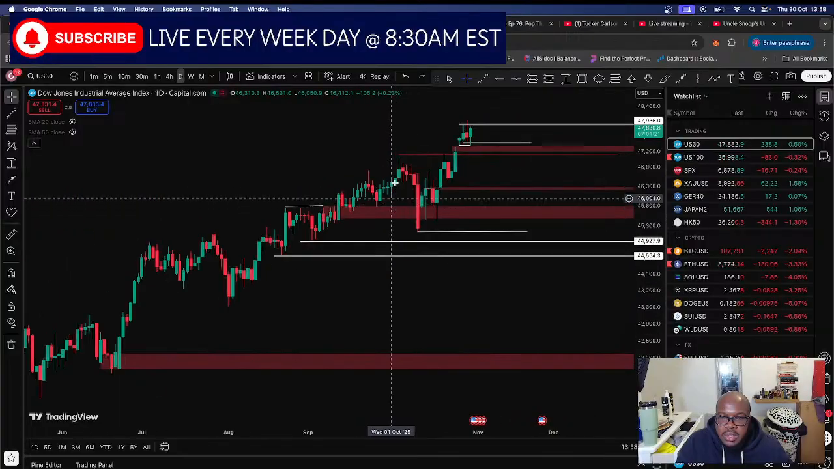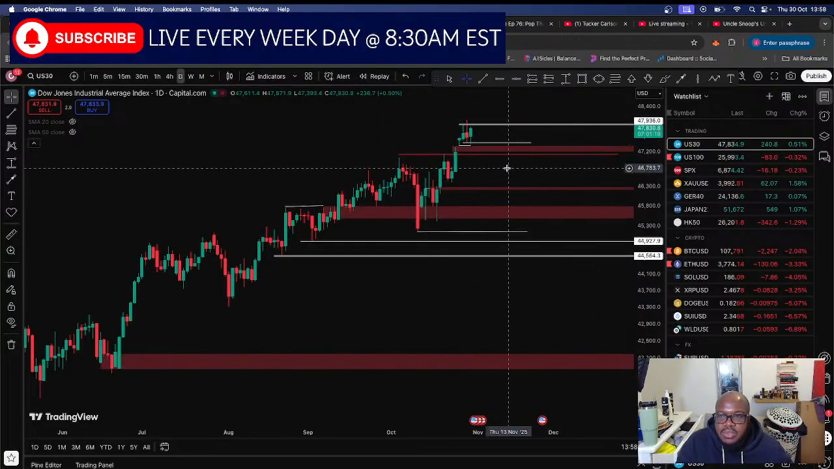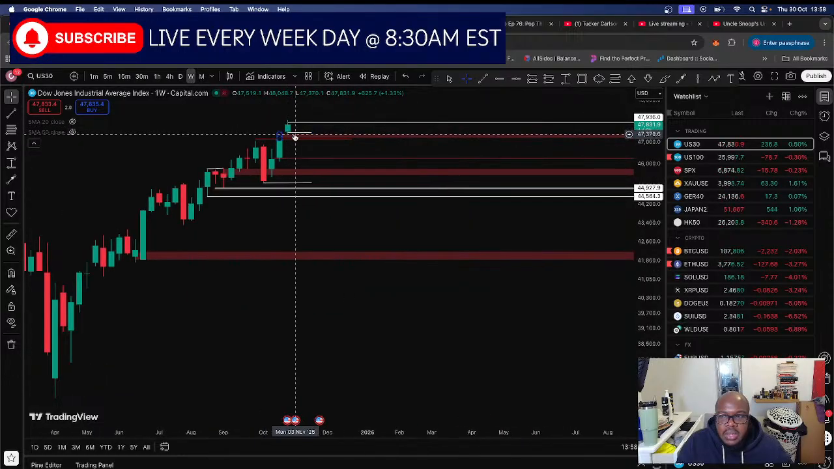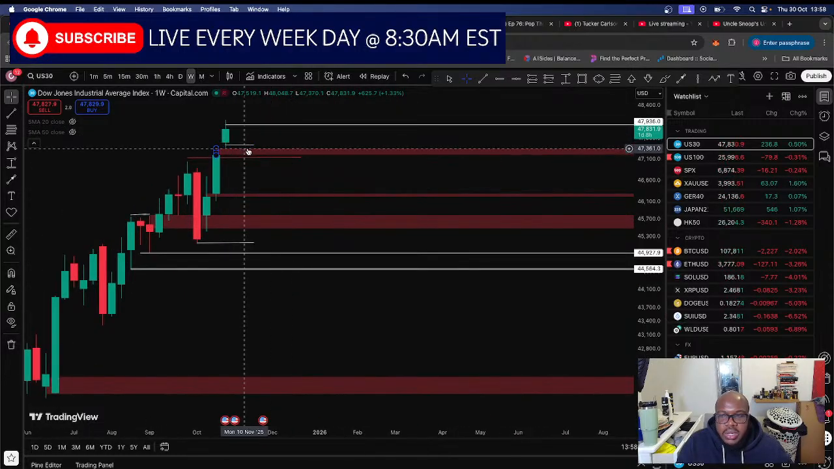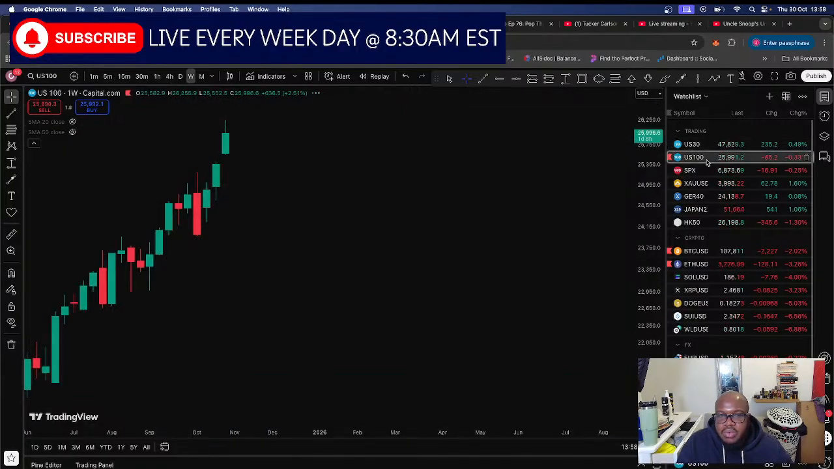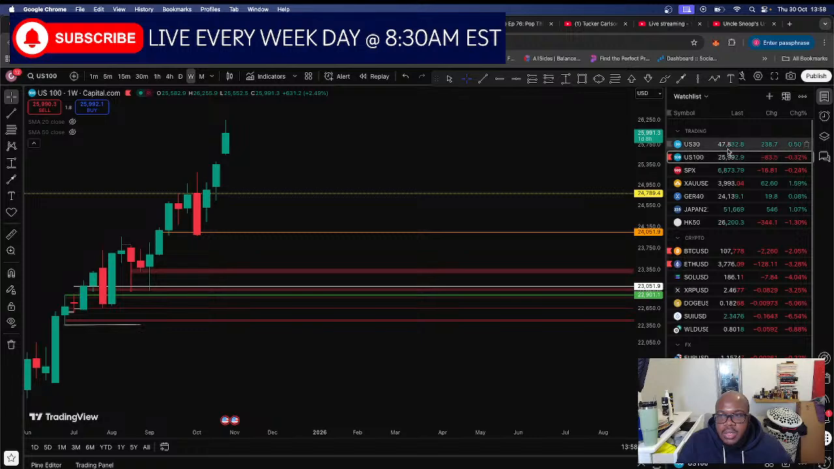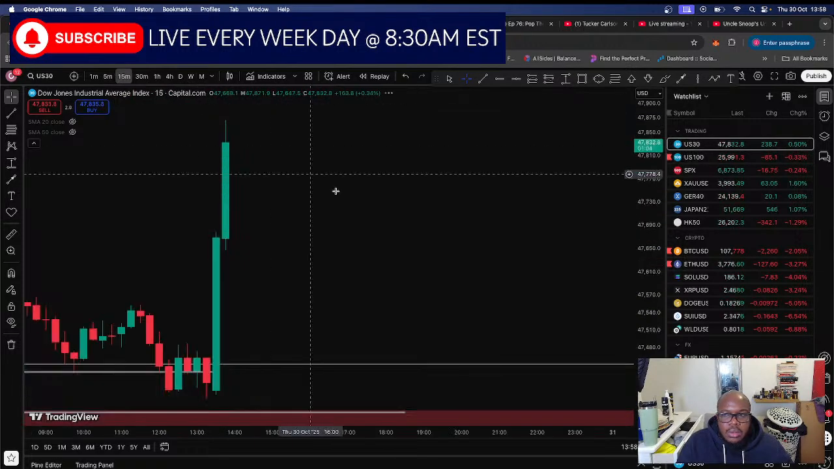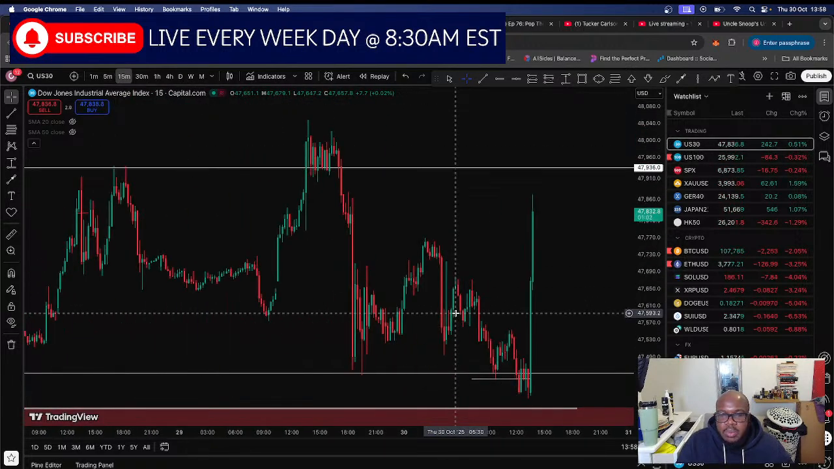On days like this, we might just see a massive rally into the end of the week. This candle was red a moment ago. This is the weekly chart. As you can see, we're already massively green. Same with the Nasdaq. And so it looks like we're about to go on a tear.